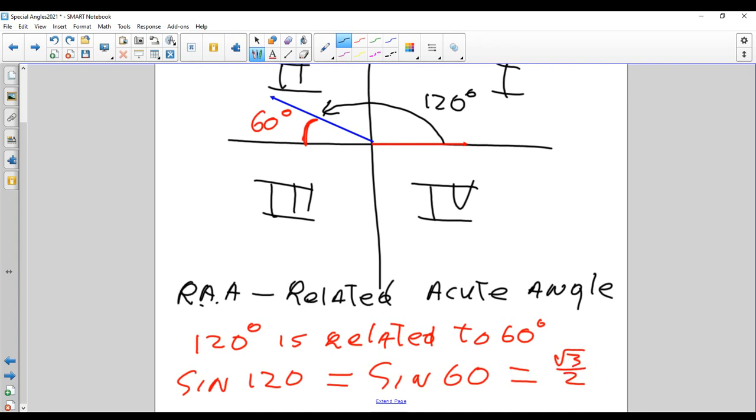So write that into your chart. If you're lucky, that might come up in one of the questions, so you don't even have to think about it. Make sure you understand why, though, that the sine of 120 is root 3 over 2.